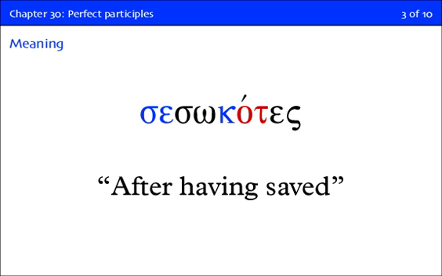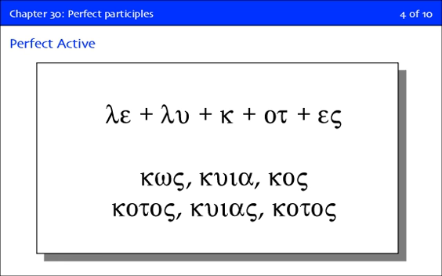Sesokatis is from what form? What word? Sozo, very good. And so this would be translated after having saved. If this were a passive participle, how would you have translated it? After having been saved. Okay, that's more English than anything else. Okay? Pretty straightforward. Okay, just to break them down, let's look at the perfect active.